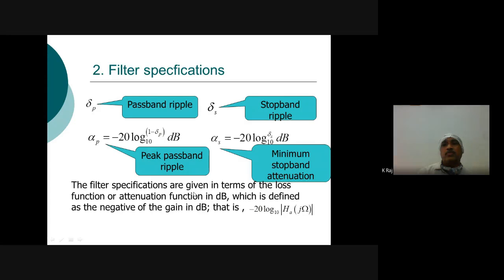The filter specifications are given in terms of the loss functions. As we have described previously, again we are repeating it, that it will be described either with the help of the loss function or the attenuation function in dB, which is defined as the negative of the gain in dB, that is minus 20 log 10 of the magnitude of the transfer function HA of j omega for a particular frequency omega here.